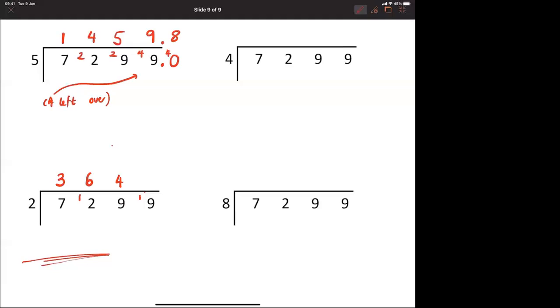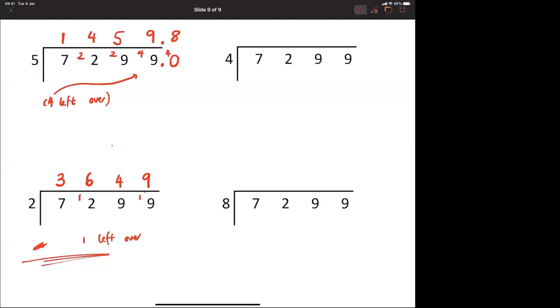And then the final thing, how many groups of 2 can I make in 19? Well, I can fit 9, but there is a leftover, and that leftover is going to be 1 left over.